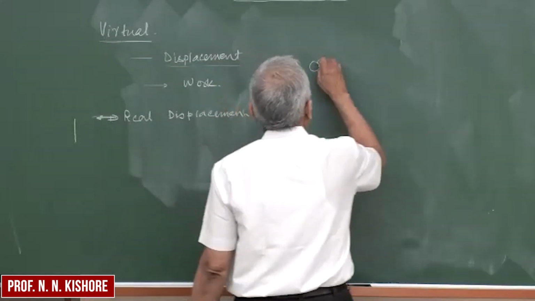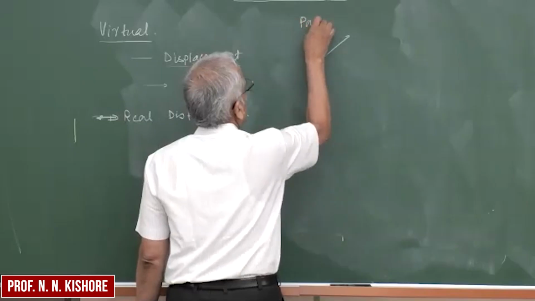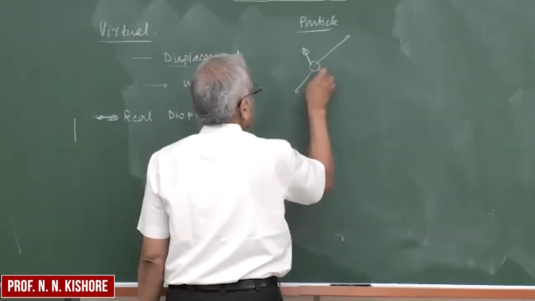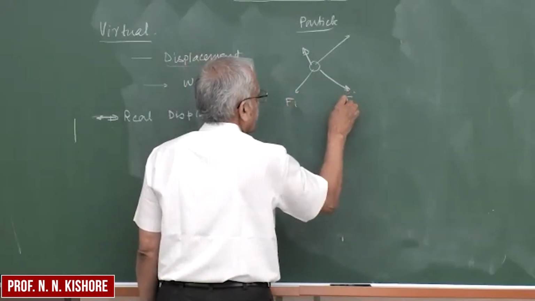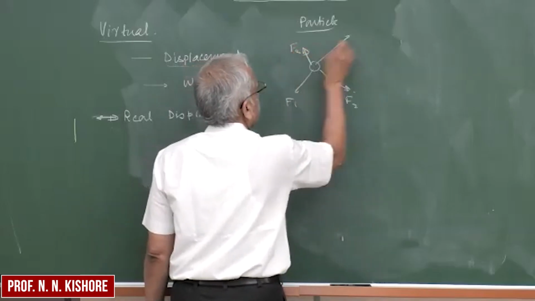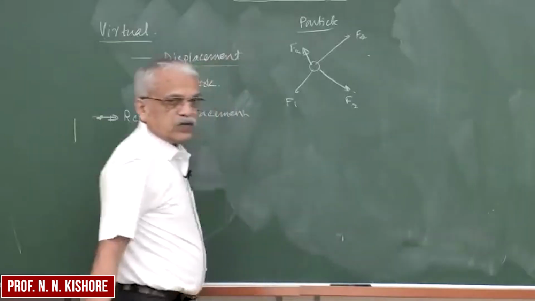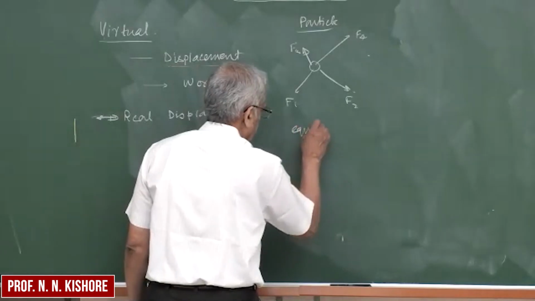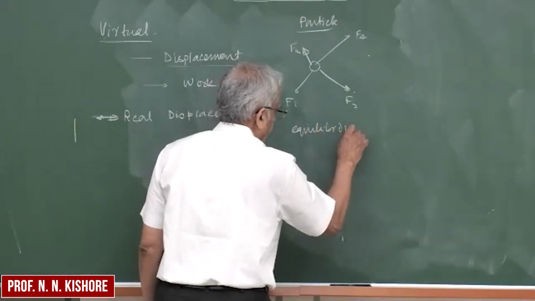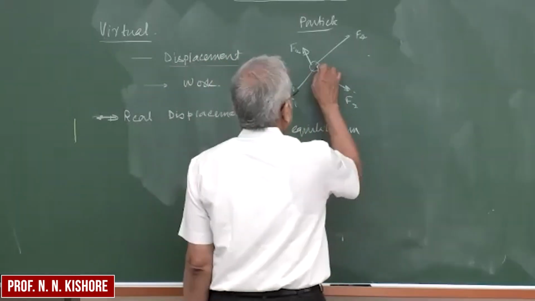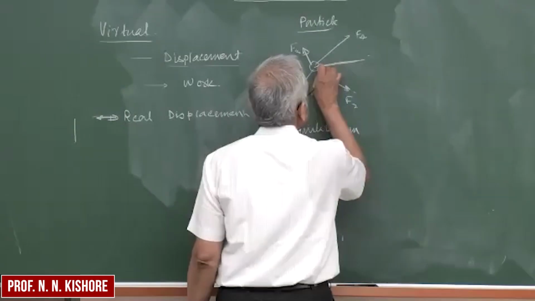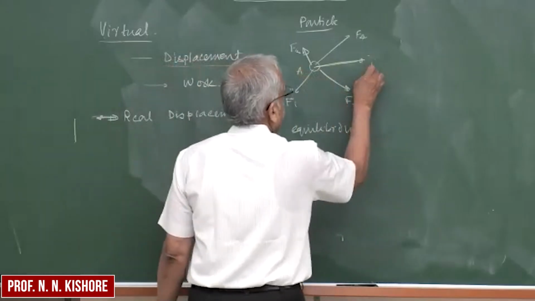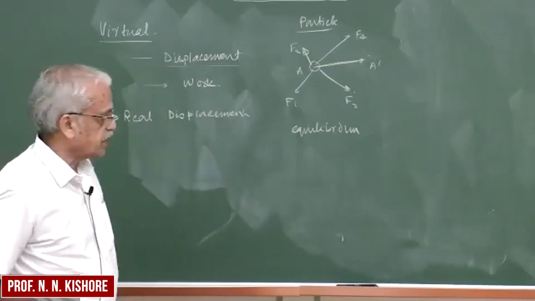Say you have a particle here and a particle under it, so we have forces F1, F2, F3, and F4, and so on. If this particle is under equilibrium and then we move it, this particle A is moved through a distance AA prime.